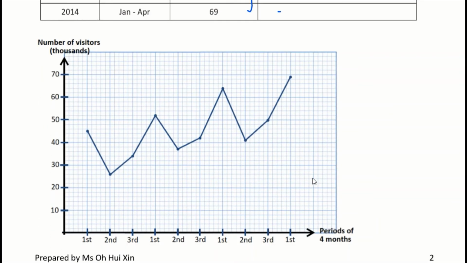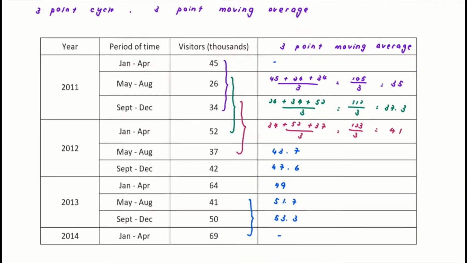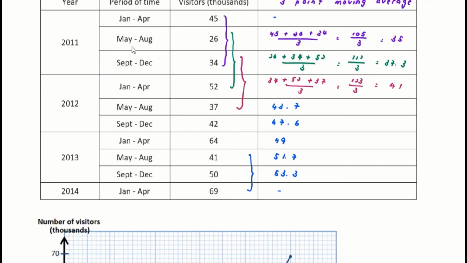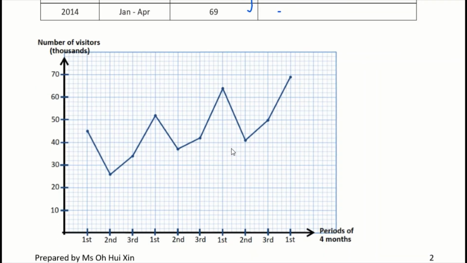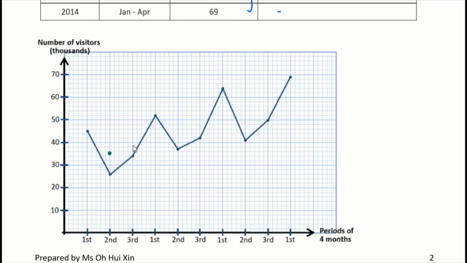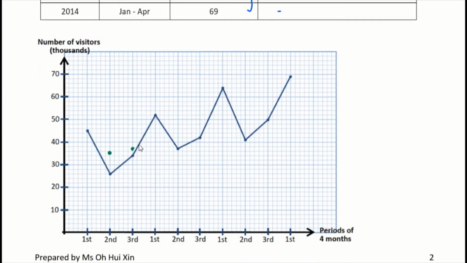Okay, so let's plot all these points that we get after the moving average into the graph. Then you'll be able to see that you actually get a much flatter line rather than this one. Okay, so let's plot that in. So for May to August, we are going to plot at 35. So 35 is roughly here. Okay, then after that, the third one, we are going to have 37.3. So 37, 38 is here, 37.3 is roughly here. Okay, then we can move on to the next one. We have 41. So 41 is in the middle.